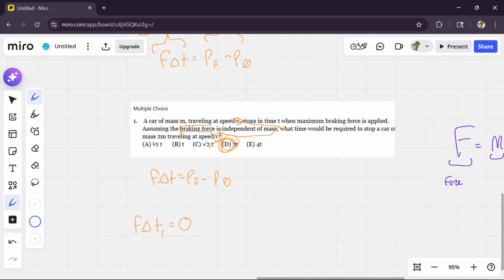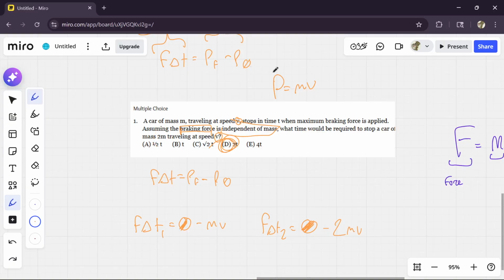The final for both cars is going to be 0 because obviously the car is going to come to a stop at the end, so the velocity is going to be 0. And like I mentioned previously, P is just equal to mv, so it's going to be 0 minus mv for our initial momentum. The same can be said for the second car, which is going to be time 2, which is again going to be stopping. So it's going to go to 0 minus 2mv because the mass is twice as big, right?